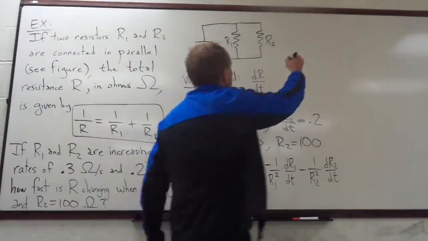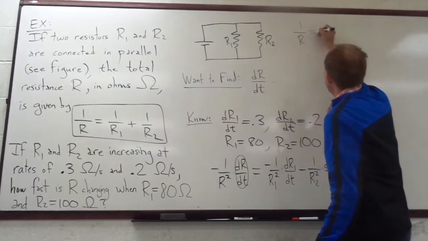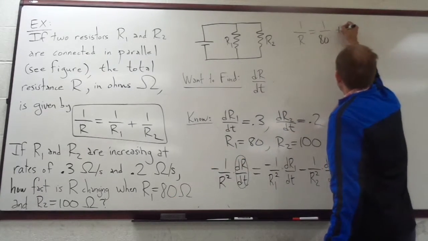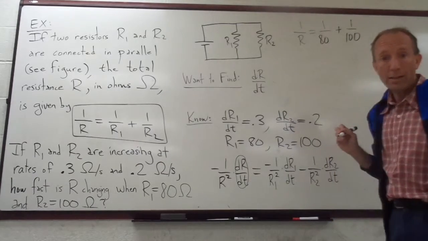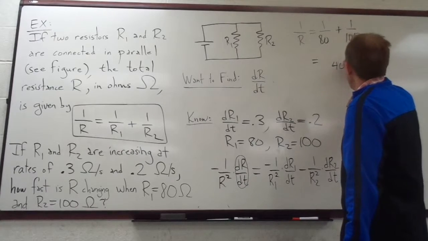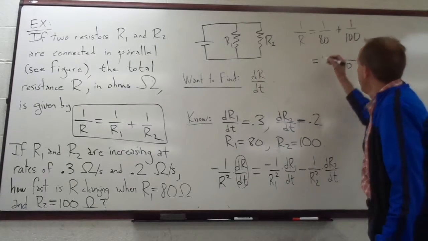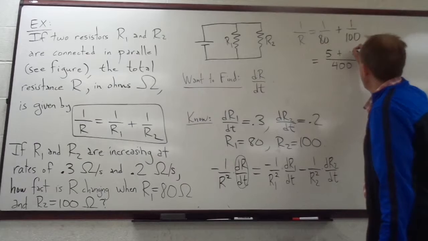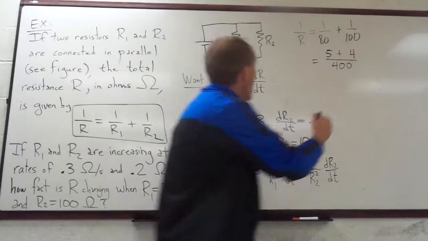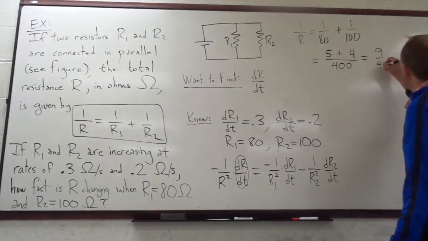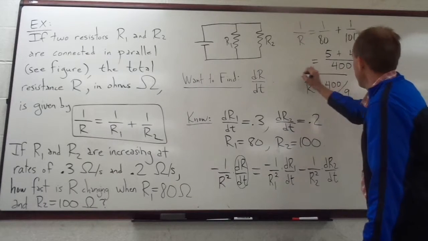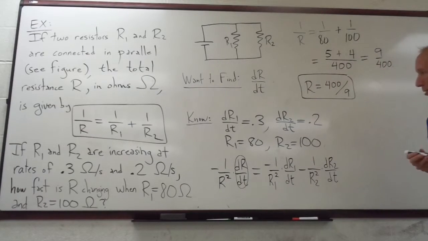So let's write this down. We know that 1 over R would be 1 over R1, which was given as 80, plus 1 over R2, which was given as 100. If you find a common denominator of 400, you're going to see that it's basically 5 plus 4. Going quickly through the basic math here, that's 9 over 400. Good, so R is 400 over 9. That was one of the other numbers that we still needed to find.